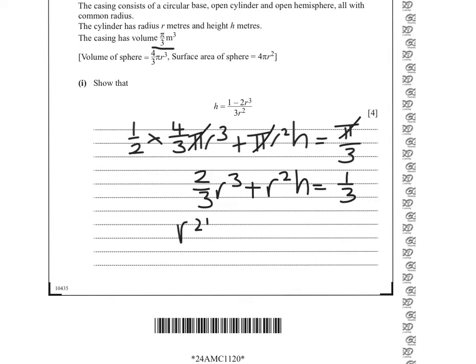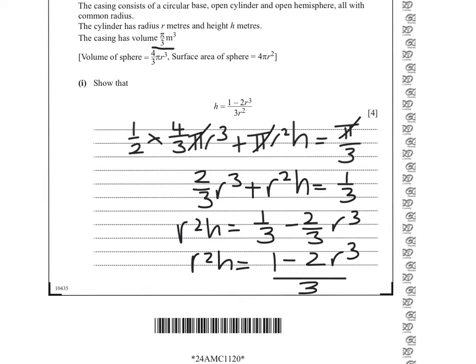r squared h will be 1/3 minus 2/3 r cubed. So r squared h is 1 minus 2r cubed all over 3. And then dividing across by the r squared, h would be 1 minus 2r cubed all over 3r squared. And that's what they asked for in the question.